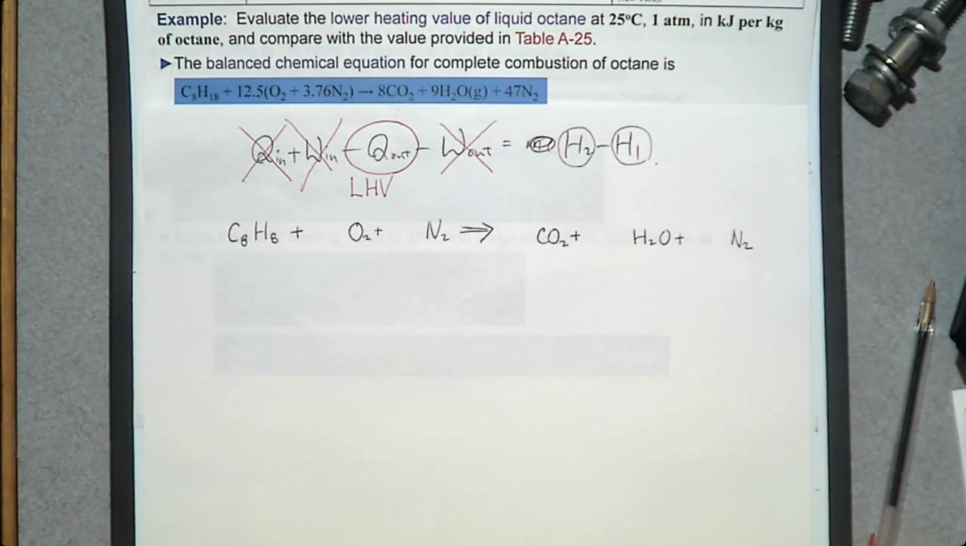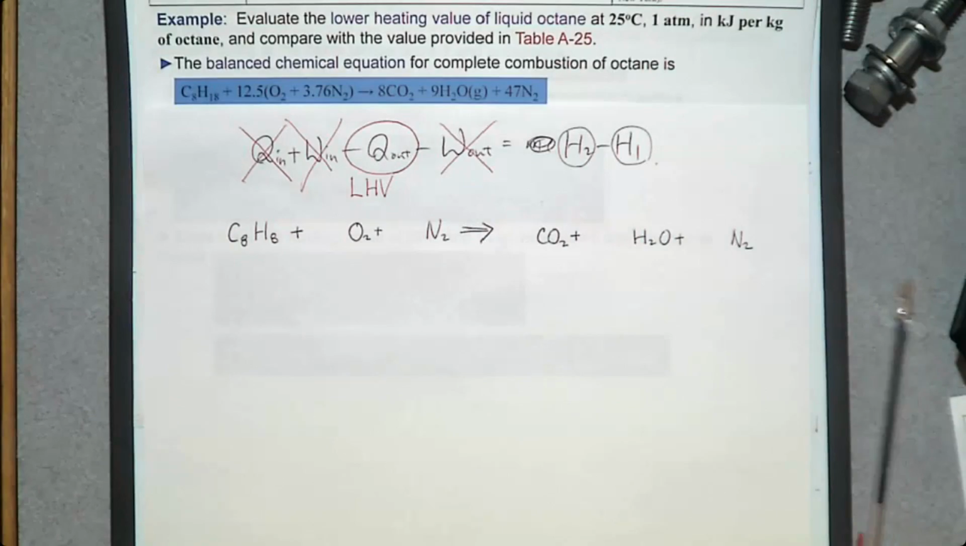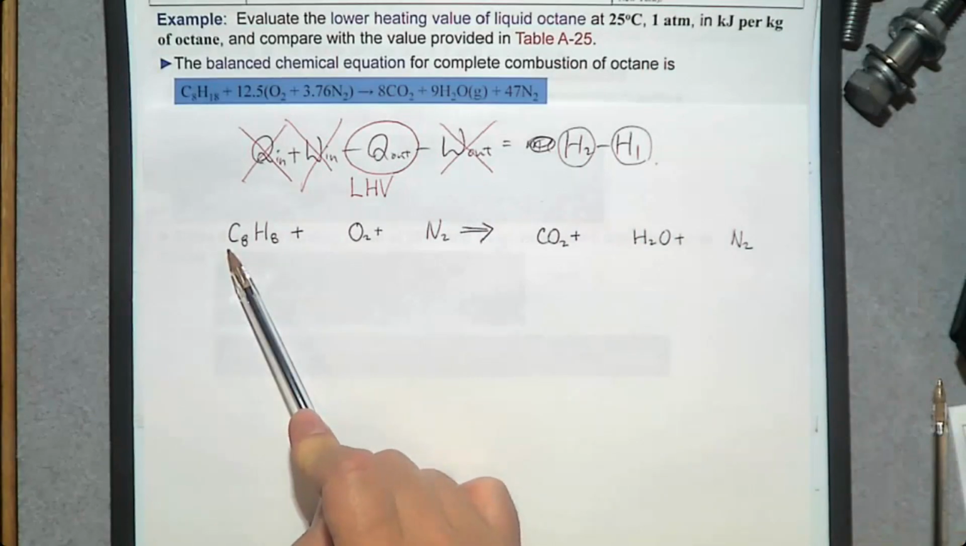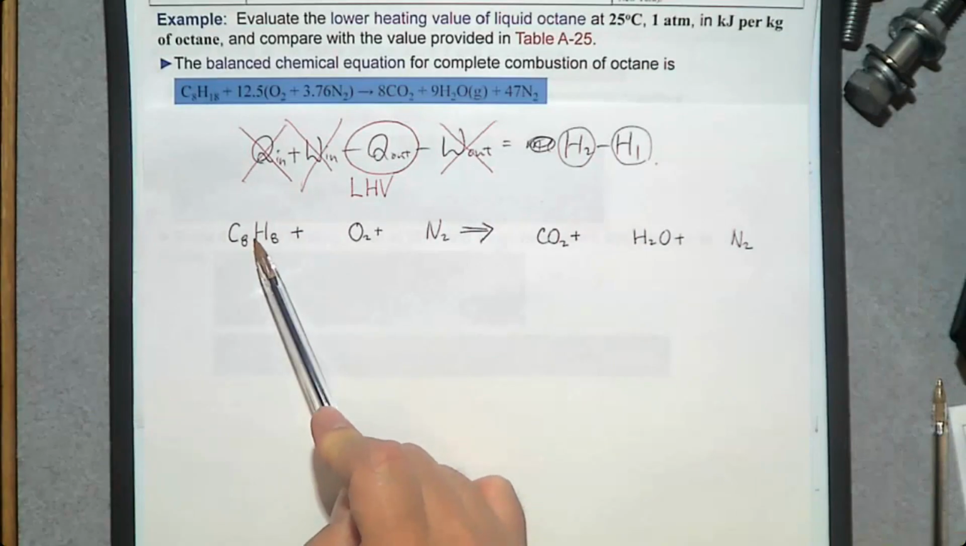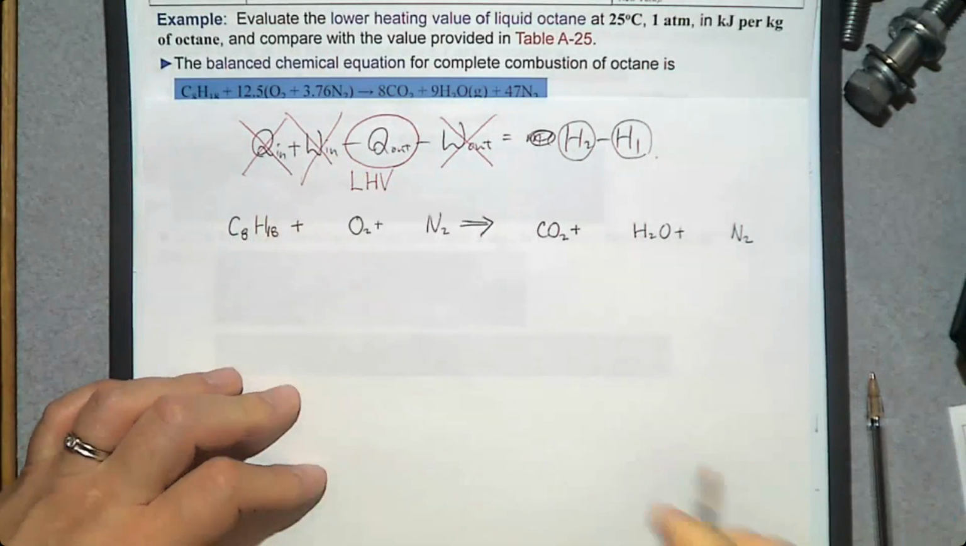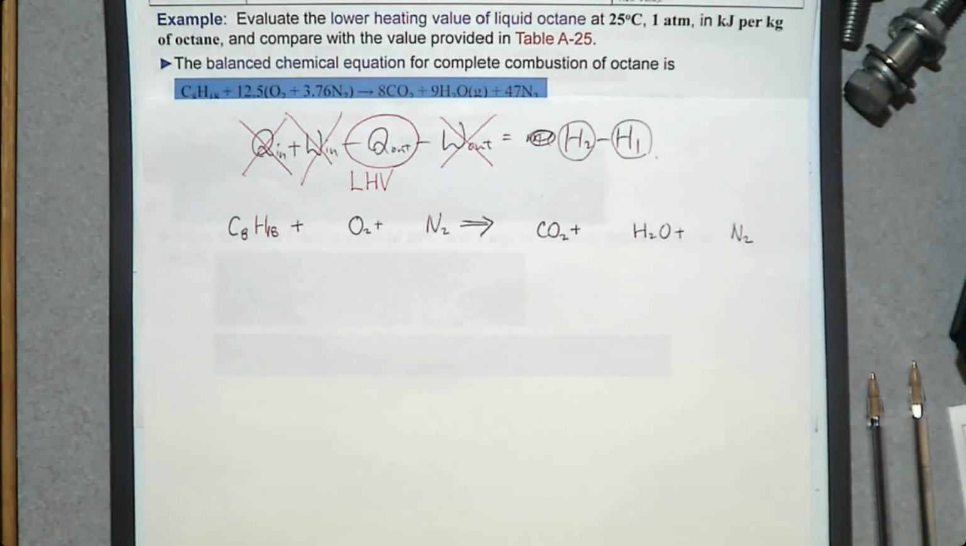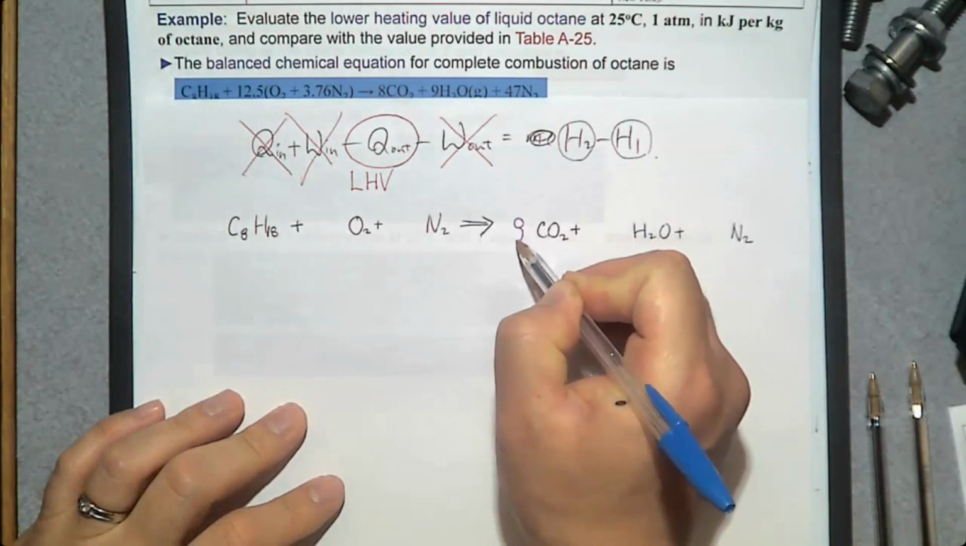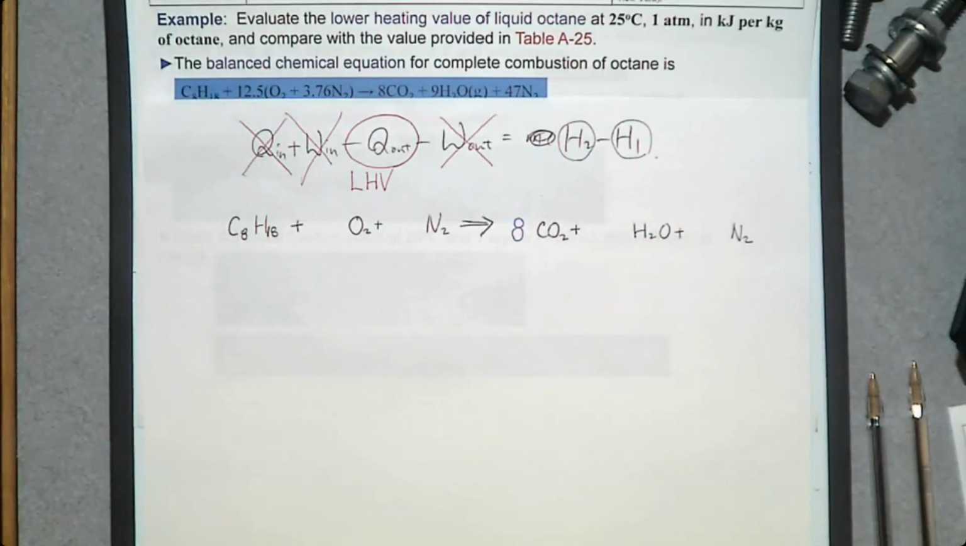Then we need to know how many of each. We can do that by completing this balanced reaction equation. How many carbons do we have? 8. C8H8? No, H18, my bad. The chemical formula of liquid octane is C8H18. So we have 8 carbons, which can create how many? 8 carbon dioxide. And how many hydrogens? 18 hydrogen atoms can create 9 water molecules.